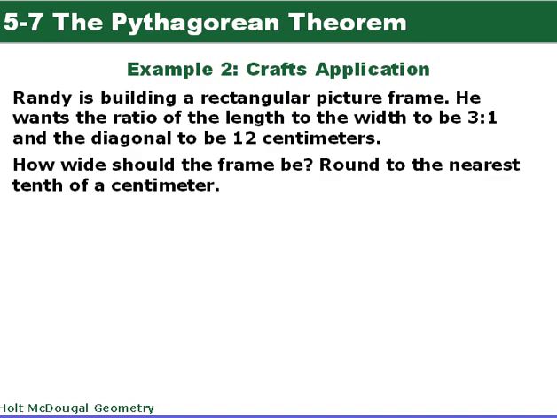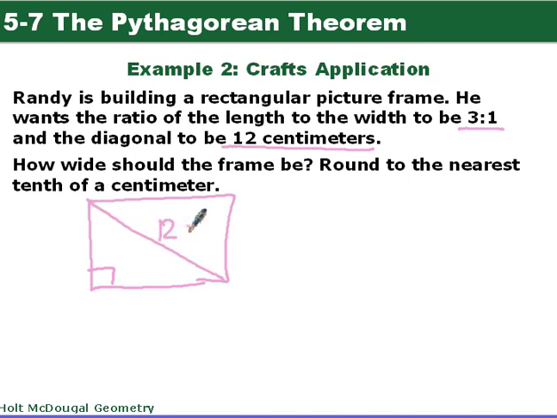And here we have a story problem. Randy's building a rectangular picture frame. He wants the ratio of the length to width to be 3 to 1. That's going to be an important ratio there. The diagonal is 12 centimeters. And we want to find out how wide the frame should be. So let's draw a picture. So here is his rectangular frame. Rectangle means the 90-degree angles there. Diagonal is 12 centimeters. So this would be our A, B, and C. Instead of 2, let's go with a C.